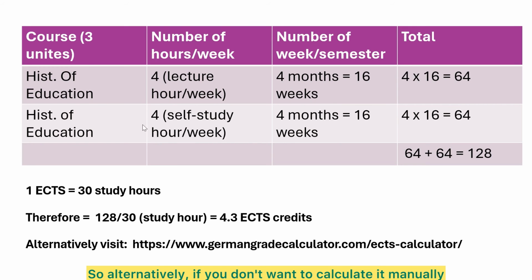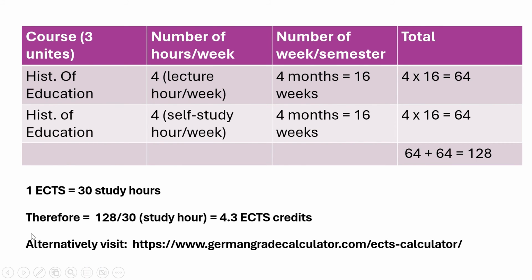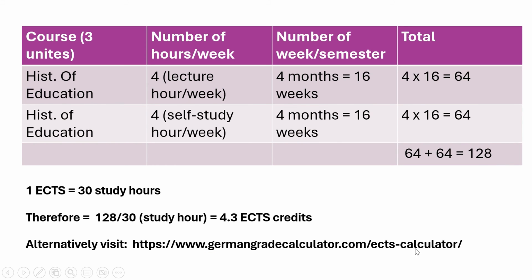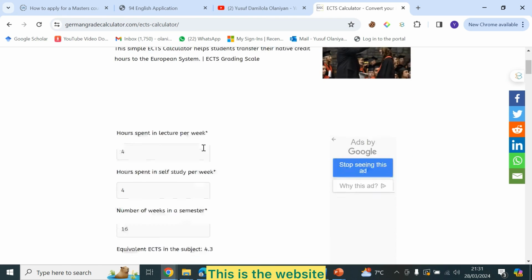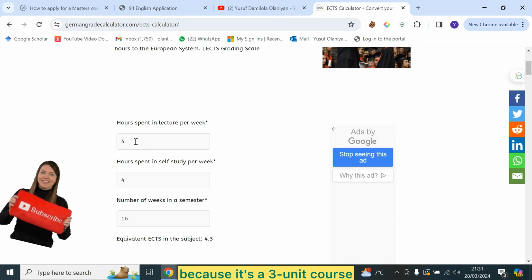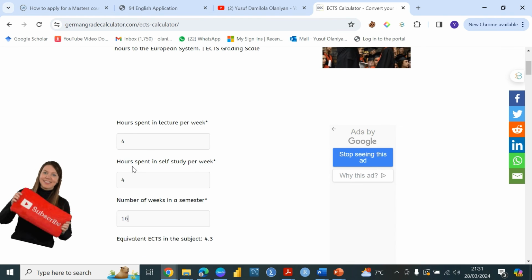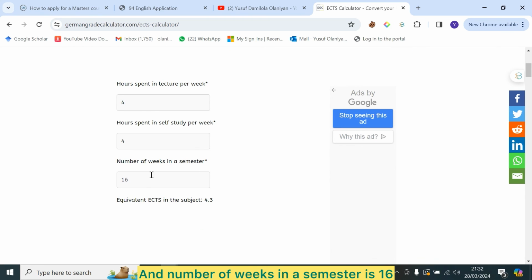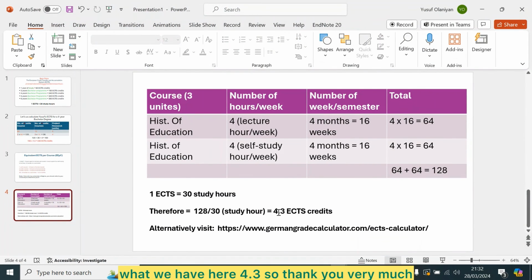Alternatively, if you don't want to calculate it manually, you can use this website, www.germangradeCalculator.com/ECTS calculator. Let's quickly do that. This is the website. Hours spent in lecture per week, 4 hours. Hours spent in self-study, 4. I am assuming 4 because it's a 3-unit course, and I'm assuming it's 4 hours in a week. And number of weeks in a semester is 16. You can see the equivalent ECTS in the subject is 4.3, which is the same as what we have here.